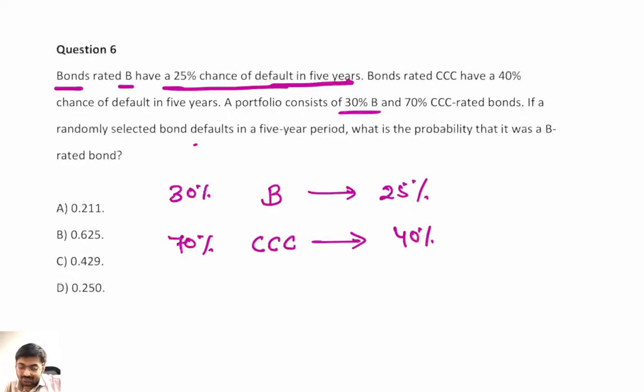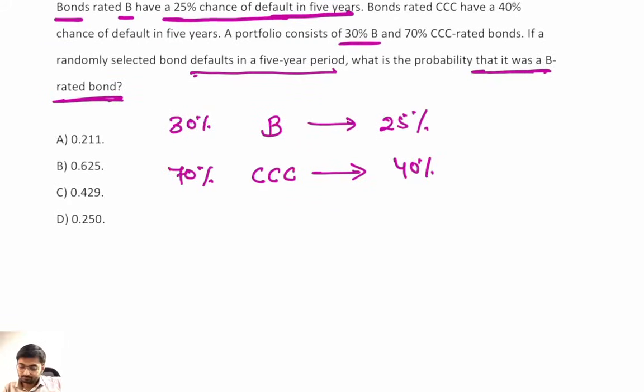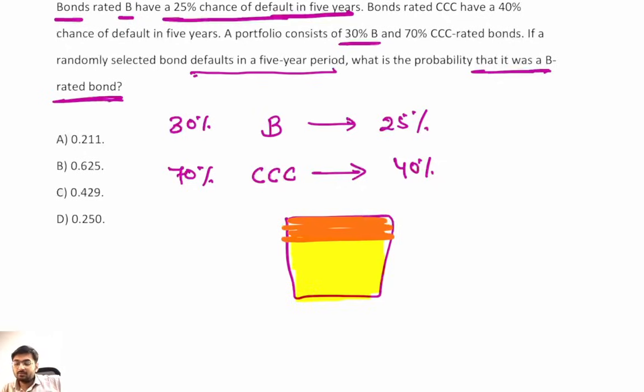Now, if a randomly selected bond defaults in a period of 5 years, what is the probability that it was a B rated bond? Clear? It's like you have a basket. In this basket, 30% is your portfolio B and 70% is your portfolio triple C. Clear? Now there is one bond that is defaulted. Clear? And you randomly selected that bond. Clear? And what is the probability that the bond which you have selected from this bucket is the bond B? Clear?